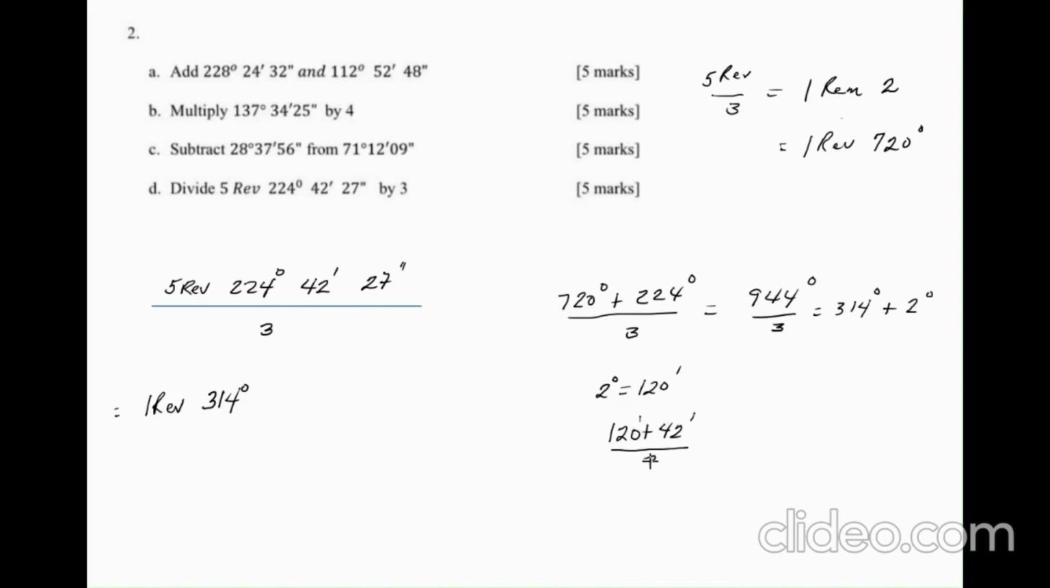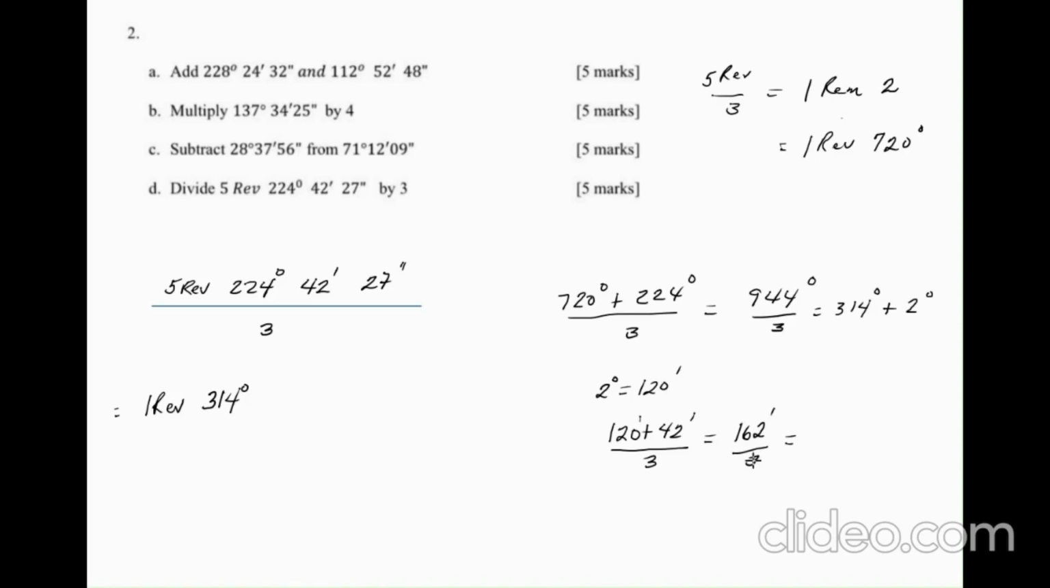And that's divided by 3. This is minutes. Let me fix that for you, apologies. 120 plus 42 is 162. So it's 162 minutes divided by 3.